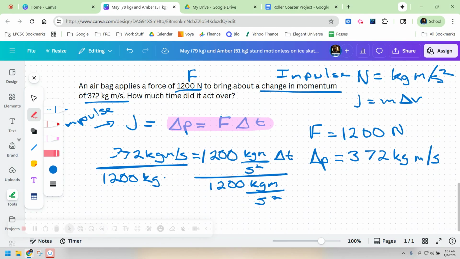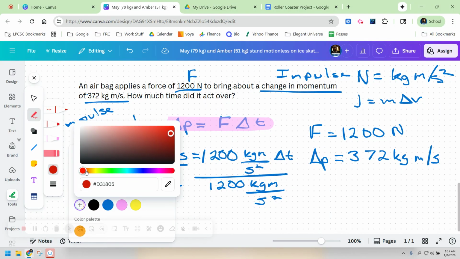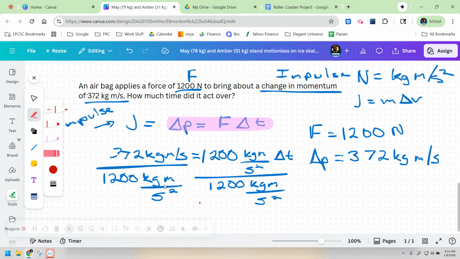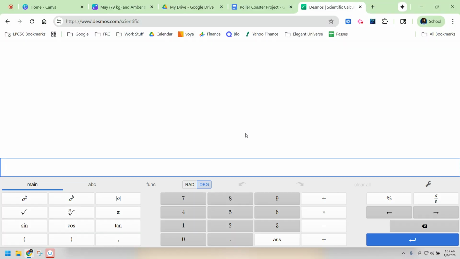and I've got to do the same thing over here, 1,200 kilogram meters per second squared, these units will cancel out. So let's make that red. So this kilogram cancels with this kilogram, meters cancels with this meters, and this cancels with one of these. And then because you're dividing by a fraction, this comes up on the top. So really, what I'm going to end up with is the 372 divided by 1,200 seconds, which is what we want because we're solving for a time.